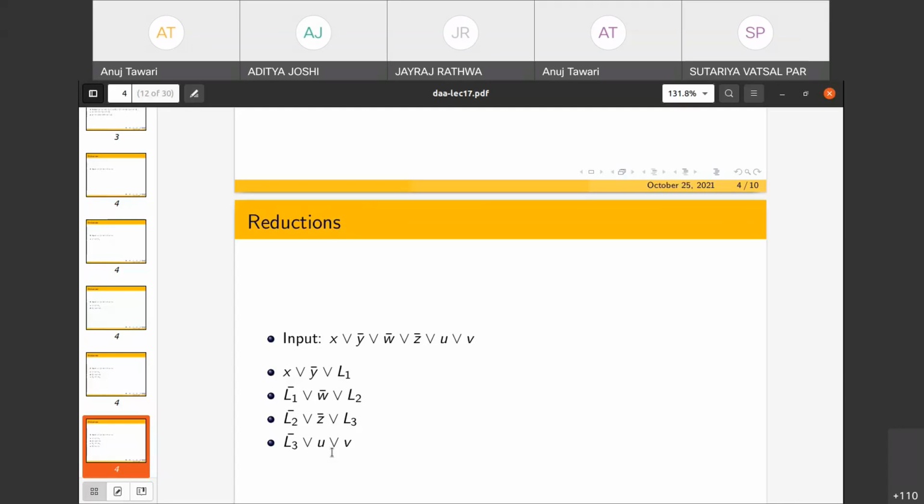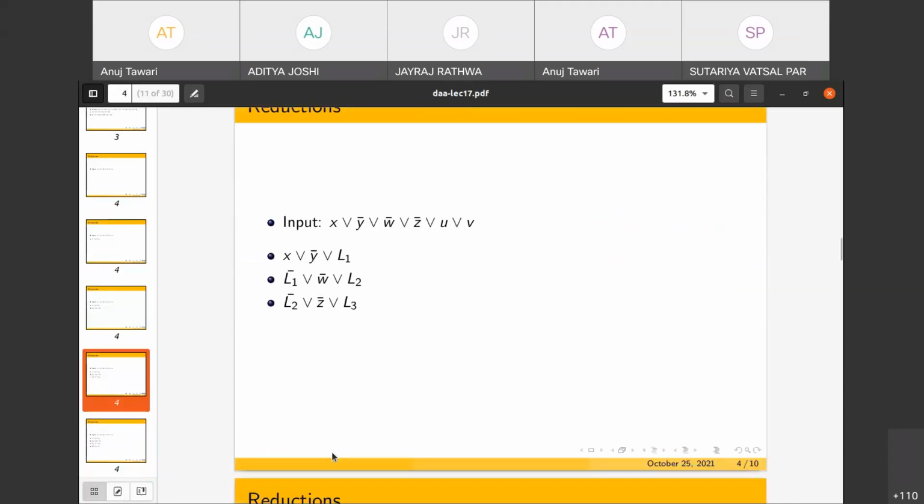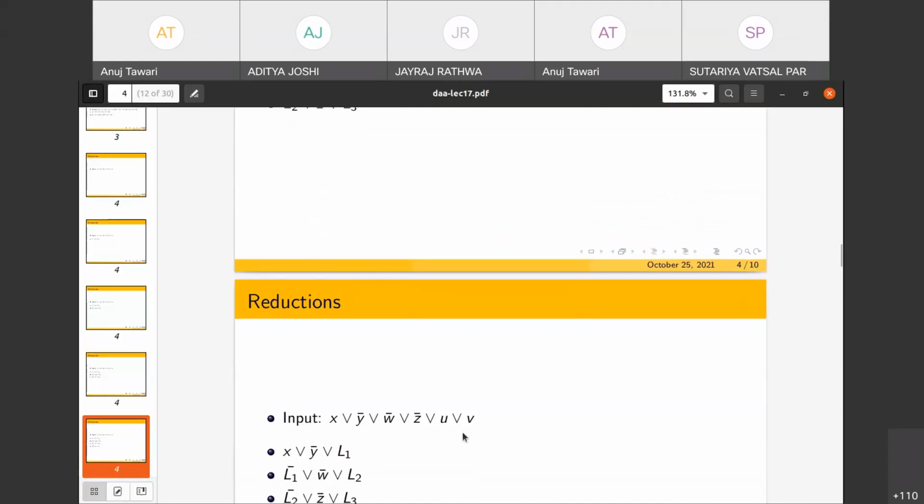So this was an example of SAT reducing to 3 SAT. We are given the original formula and we reduced it to 3 variables per clause. But reductions come in different types. It doesn't need to be that if you are given a logic-based problem, you have to reduce it to another logic-based problem. So this 3 SAT is actually a universal kind of formula.